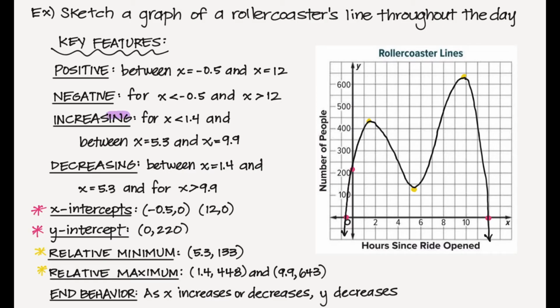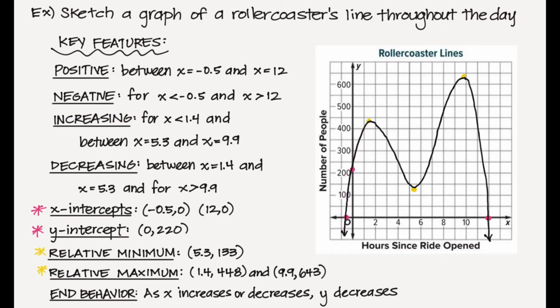It says for all of those values of x that are less than 1.4. So that's true. And then also between 5.3 and 9.9. Yep, that's also increasing. Now let's look for decreasing between 1.4 and 5.3, and also anything that's greater than 9.9. It looks like that is true as well.